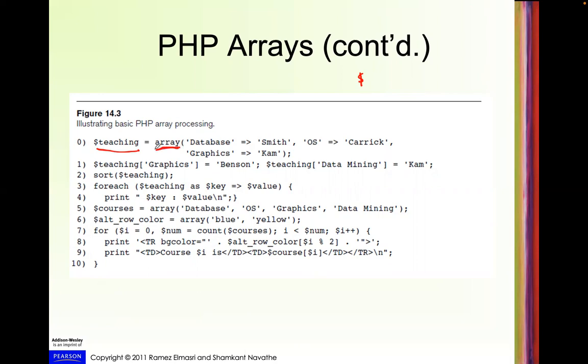So we can declare an array using the array keyword. Okay, so now this one is an array where this is an associative array. So database is a key and the value of the database is Smith. Here OS is a key and the value of OS is Carrick, and graphics is a key, the value is Cam. So this one is an example of an associative array. So associative array means it's a combination of key value pair.